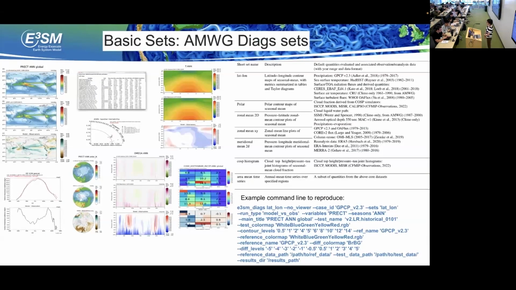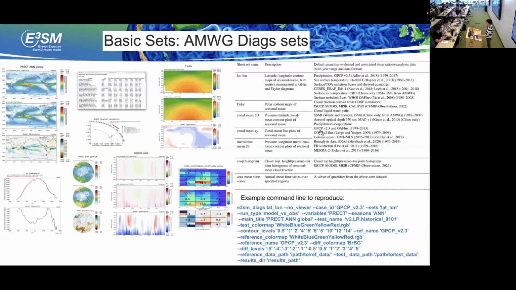On this slide, we listed those basic sets modeled after the AMWG diagnostics package. These plots you may already feel familiar with. For instance, the first plot is a three panel plot. The upper one is for the test model, the middle for the reference data, and the bottom shows a difference plot. The middle can be observational data or from another model run for model versus model comparison.